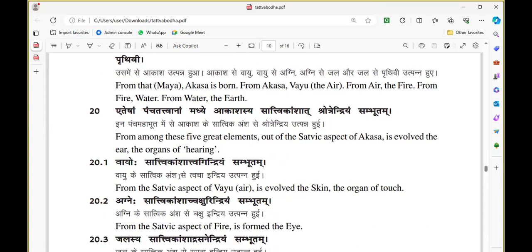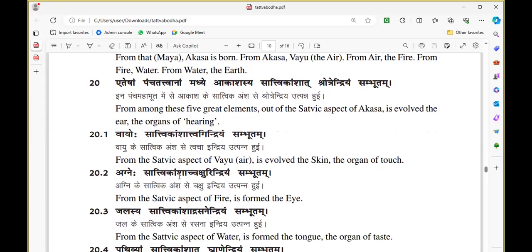Then next he says, 20.1, वायोः सात्विकांशात् त्वगिन्द्रियं सम्भूतम्. From Akasha's Sattvika part, the Srotra Indriya among the Gyanendriyas was created. Then from Vayu, its Sattvika part, as Maya has three constituents, Sattva, Rajas, Tamas, from the Sattvika part the Tvak Indriya, the organ of touch, Sparshendriya, has been created.